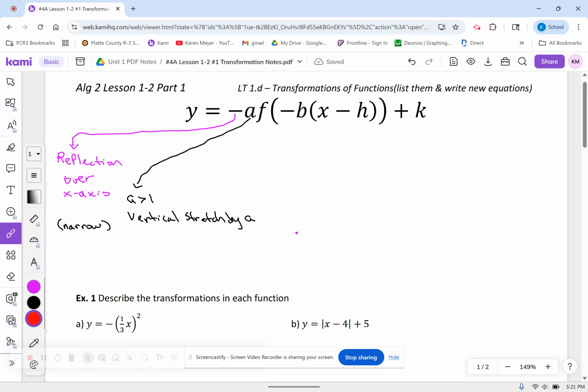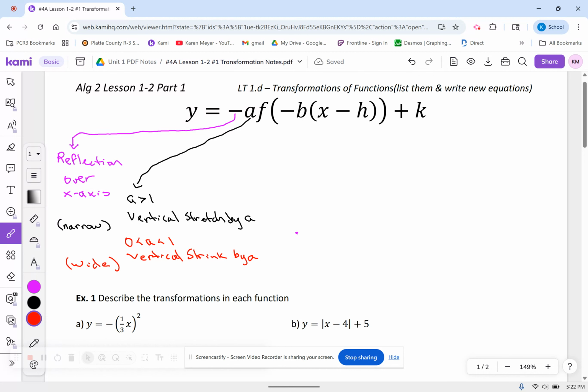Okay, so if A is not larger than 1, then that means A has to be between 0 and 1. Because remember, the negative sign in front already means a reflection. So don't keep the negative sign with the A. Just look at the number A. Don't worry about the negative sign. So if it's between 0 and 1, then that will be a vertical shrink by A. And what does that do to a picture? Well, that makes your graph become wider than the original.